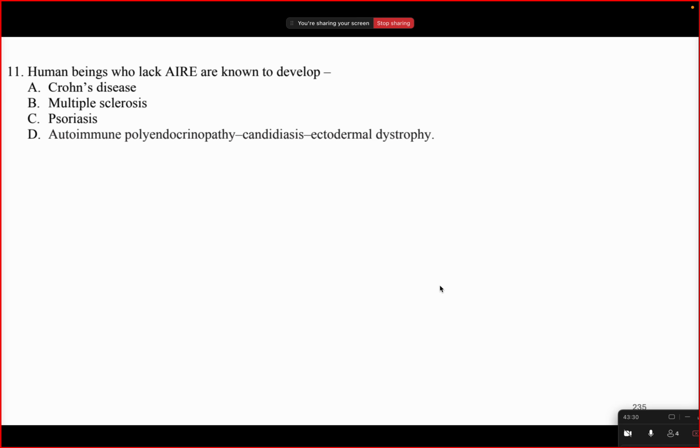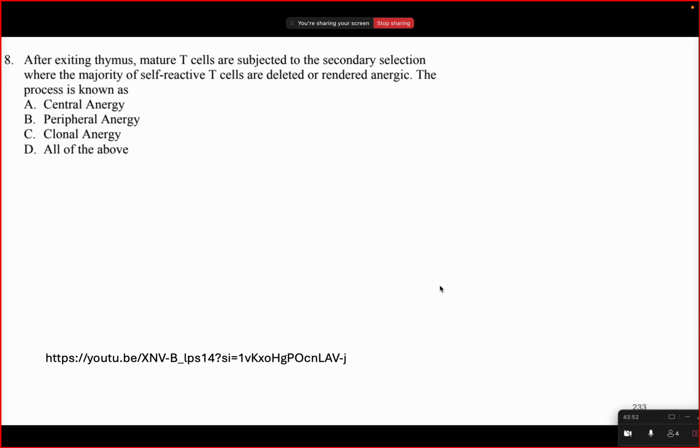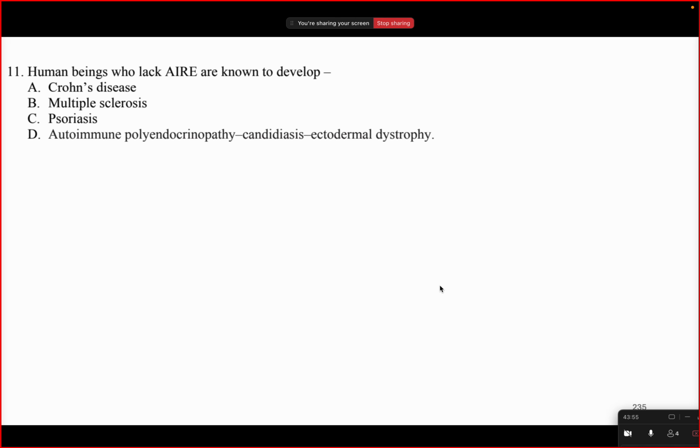Human beings who lack AIRE are known to develop Crohn's disease, multiple sclerosis, psoriasis, or autoimmune polyendocrinopathy, candidiasis, ectodermal dystrophy. It's D. So even if you don't know exactly, if you are paying attention to the questions, you would have been able to answer this.